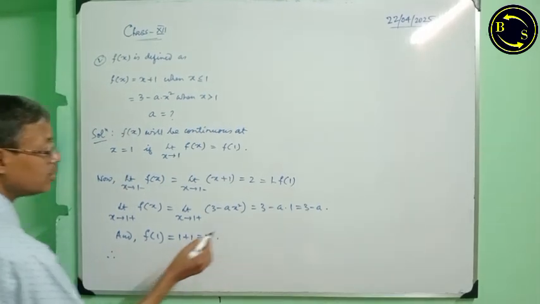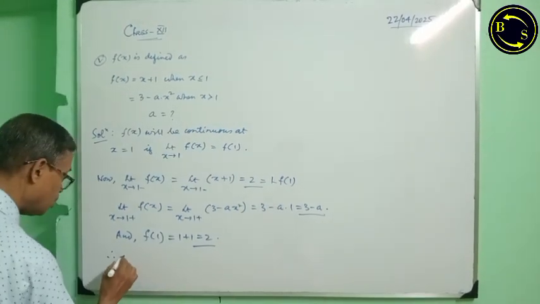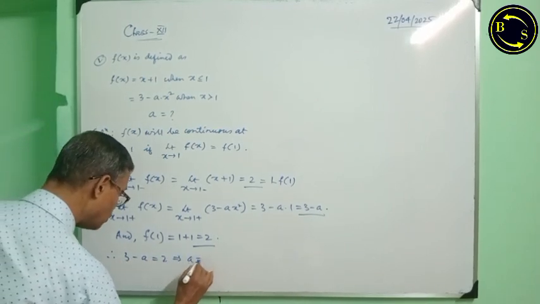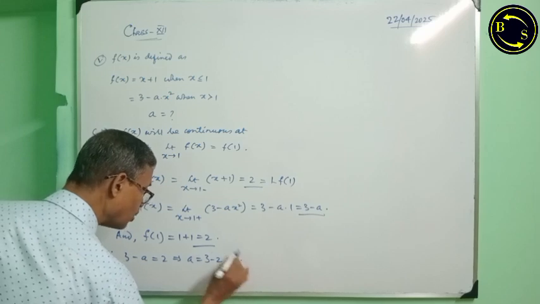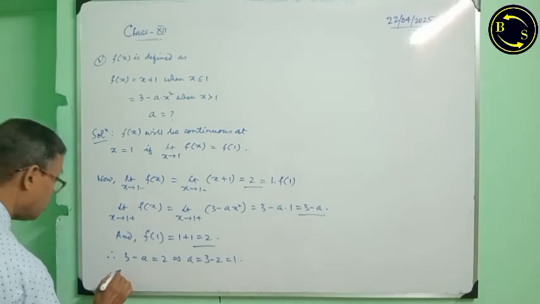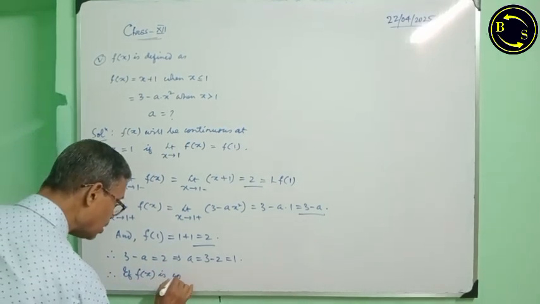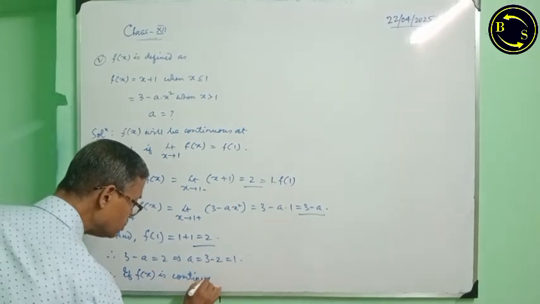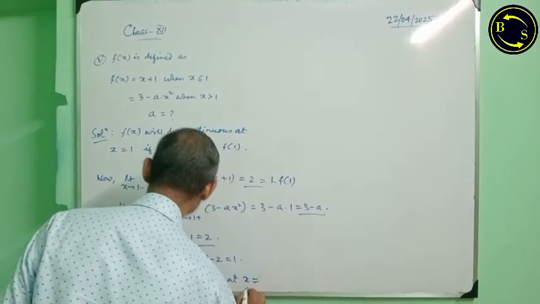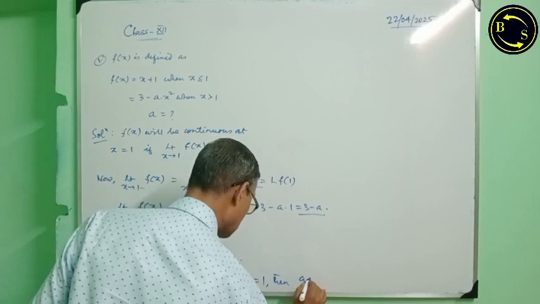Therefore, this will be equal: 3 minus a equal to 2. From that, a equal to 3 minus 2 equal to 1. Therefore, final statement is, if f(x) is continuous at x equal to 1, then a equal to 1.